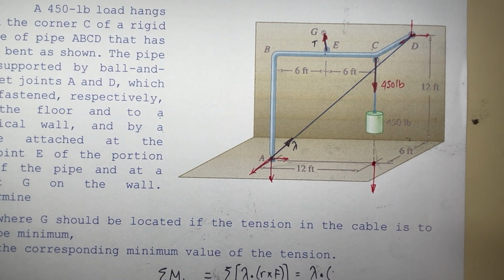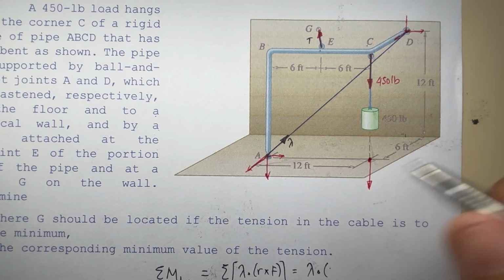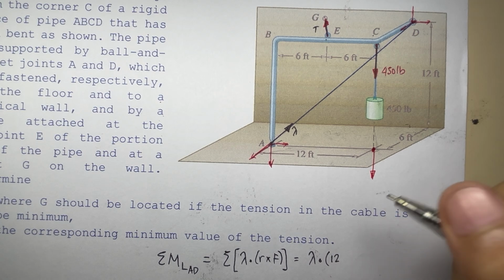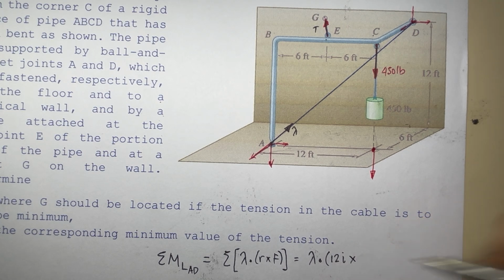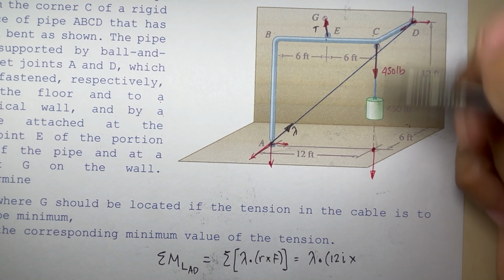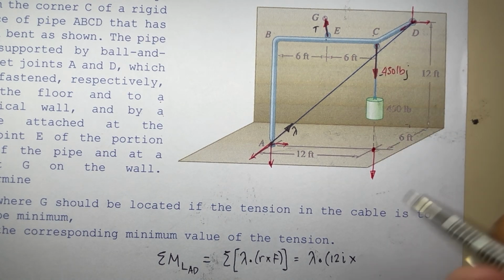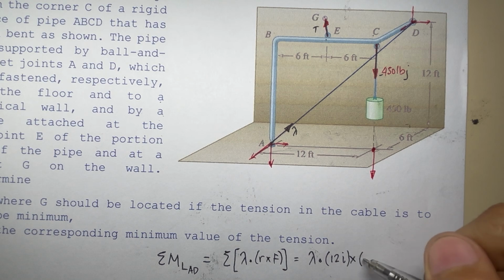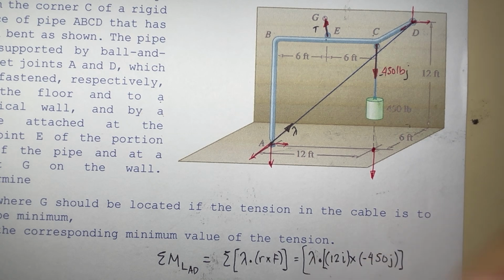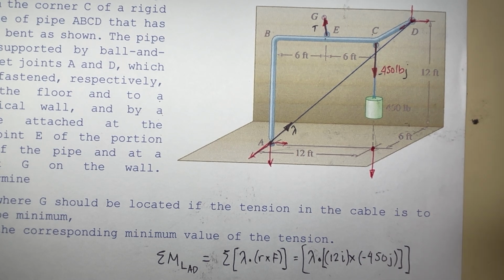That would just be 12i. Cross product, our F is just 450, the magnitude, and is directed towards the negative y-axis. We have negative j, so we have here the cross product of negative 450j. And then we have plus. We're done with our weight.